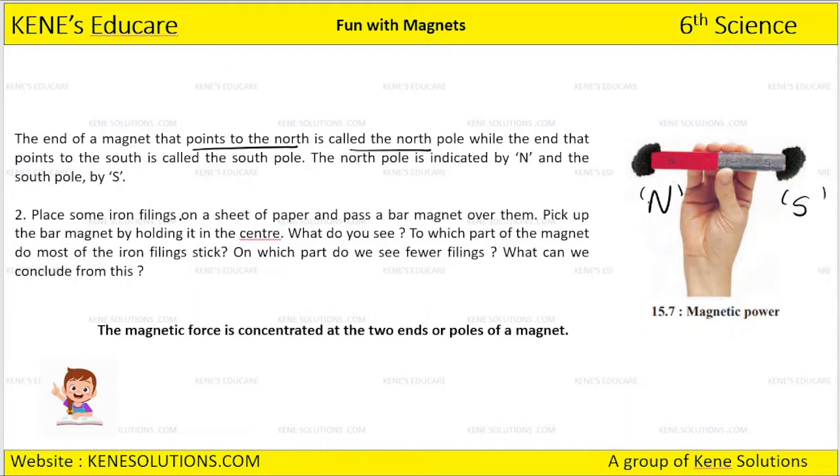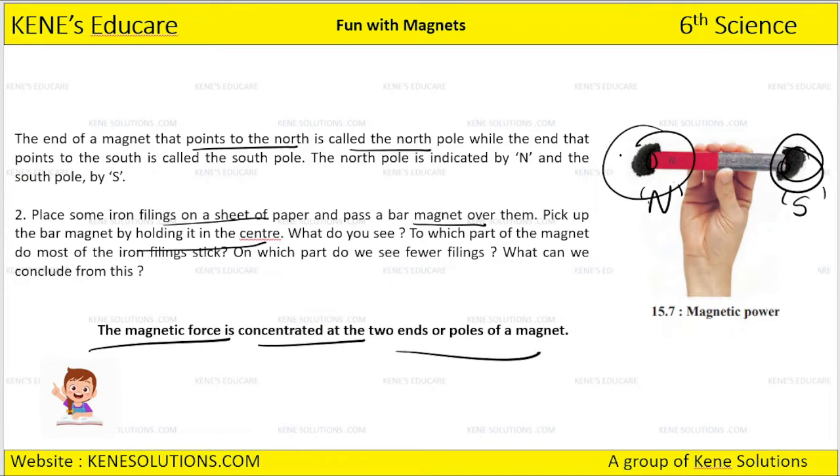And then place some iron filings around this, okay, on a sheet of paper and pass the bar magnet. Okay, then pick up the bar magnet by holding it at the center. What we see: to which part the magnet attracts most iron filings? तो ये जो नॉर्थ एंड साउथ पोल है उस पोल पे ज्यादा पार्टिकल्स अट्रैक्ट होते हैं एज कंपेयर टू द सेंटर, बिकॉज द मैग्नेटिक फोर्स इज कॉन्सेंट्रेटेड एट टू एंड्स ऑफ द पोल ऑफ द मैग्नेट. तो जो वो मैग्नेटिक स्ट्रेंथ रहती है, मैग्नेटिक फोर्स रहती है, दैट इज ऑलवेज कॉन्सेंट्रेटेड एट टू एंड्स ऑफ द पोल्स.